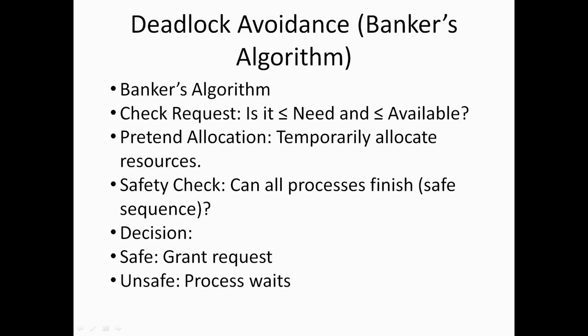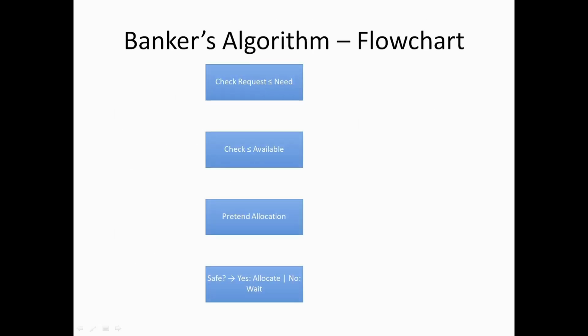Now, deadlock avoidance. It basically follows the banker's algorithm. First, it checks the need and availability. Then it checks the safety or unsafety of the request. If it's safe, then it will grant the request. If it's unsafe, the process has to wait. Now, this is a flowchart which tells you that if the need request is successful, then it will go for checking the availability. If the availability is also successful, then it will check the safe or unsafe state. If it's safe, then it will allocate. If it's not safe, then it will wait.